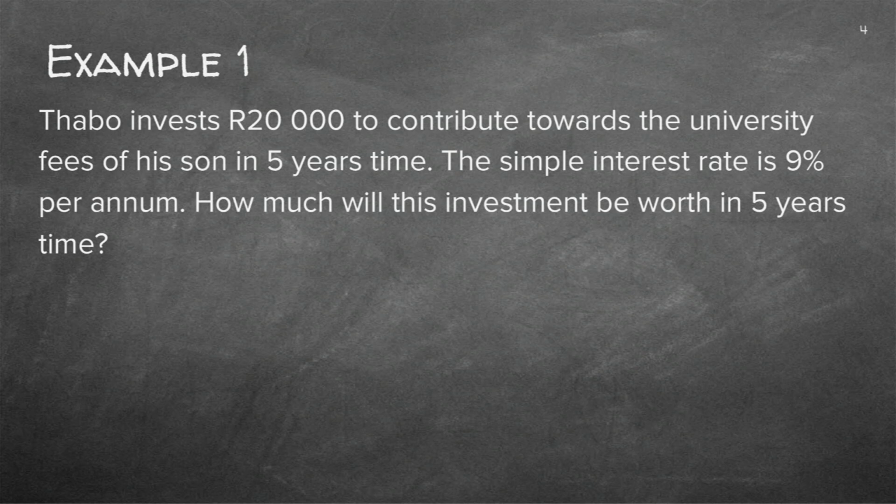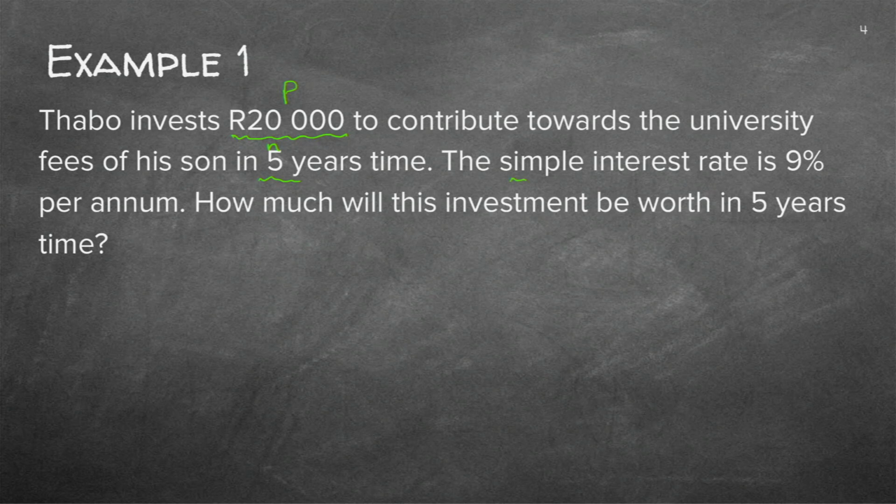So Thabo invests 20,000 Rand. So he starts off with 20,000 Rand. Presently, it's the present, the original amount that we start off with, to contribute towards the university fees for his son in 5 years' time. So the little n is already in years. Remember what I said, for your purposes, n will always be in years for grade 10. So that is the n.